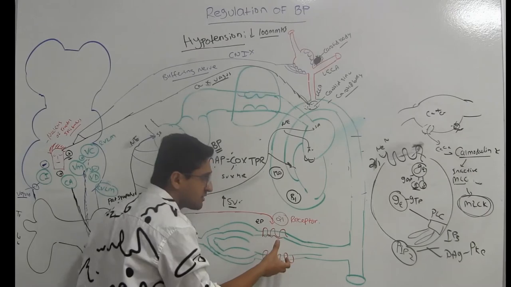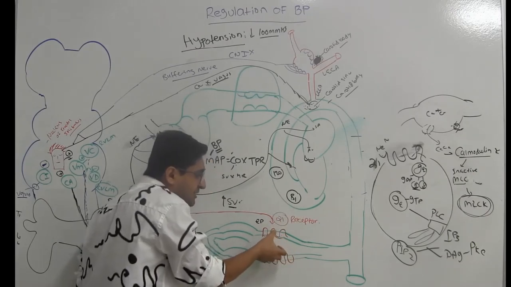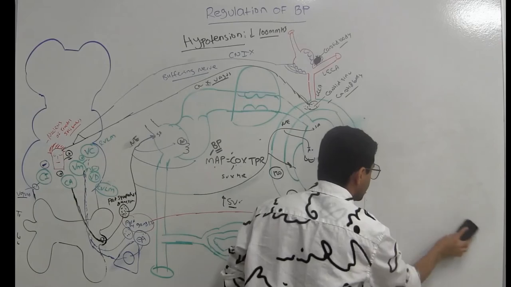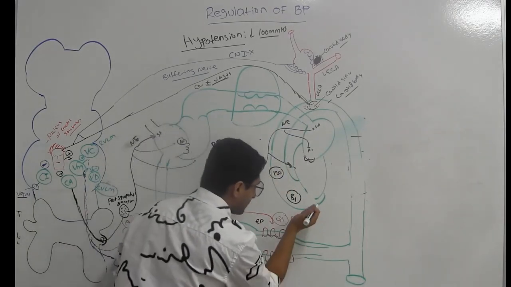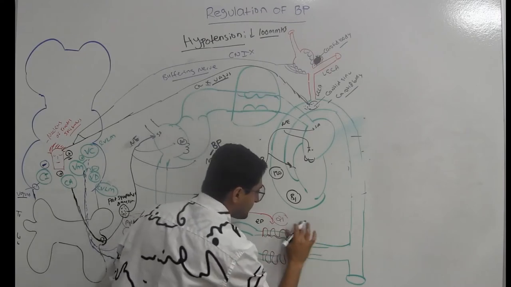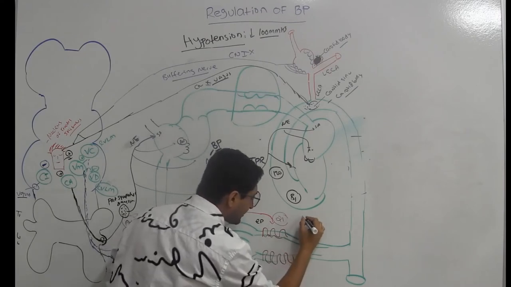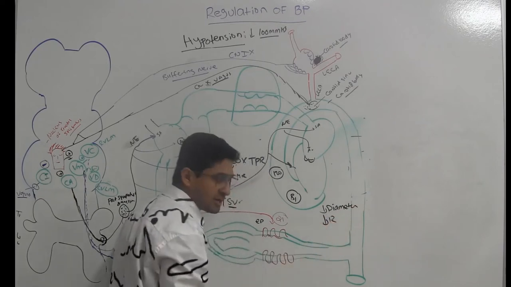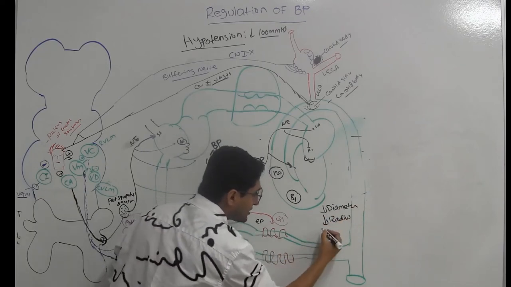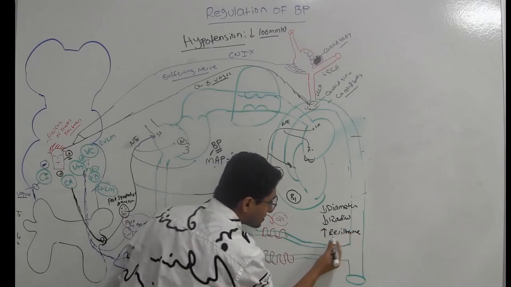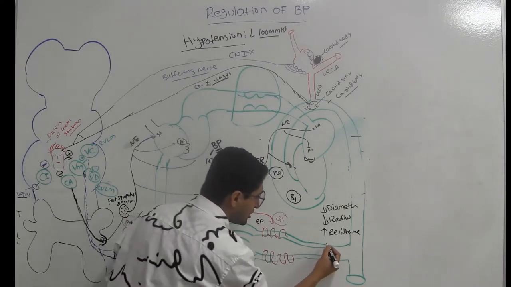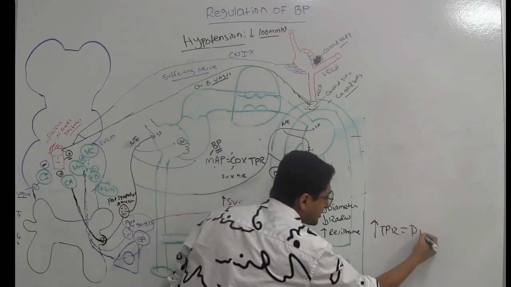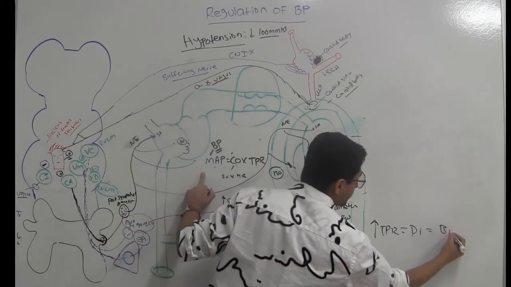So when you constrict the arterioles, with this pathway, with epinephrine, you constrict the arterial side. What is happening here, guys? When you constrict the arterioles, you're decreasing the diameter, right? When you decrease the diameter, you're decreasing the radius. When you decrease the radius, you're increasing the resistance. When you increase the resistance, you're increasing the total peripheral resistance, right? If you're increasing total peripheral resistance, you're increasing your diastolic pressure, right? And if you're increasing your diastolic pressure, you're increasing your blood pressure, right?